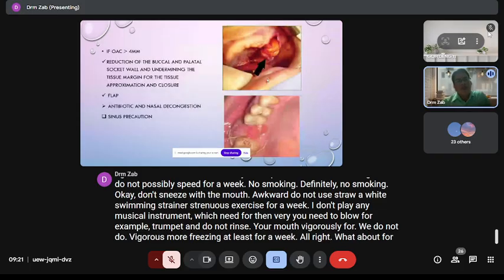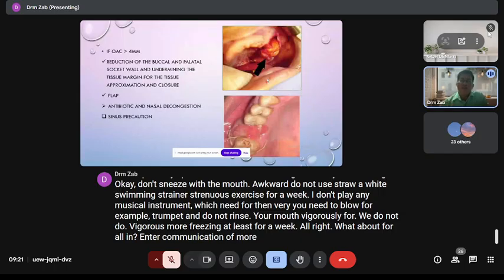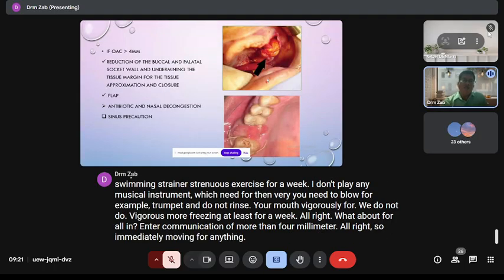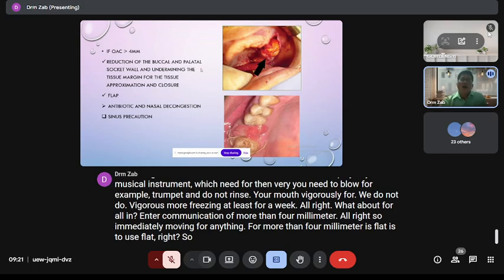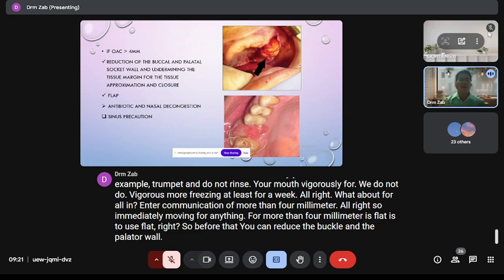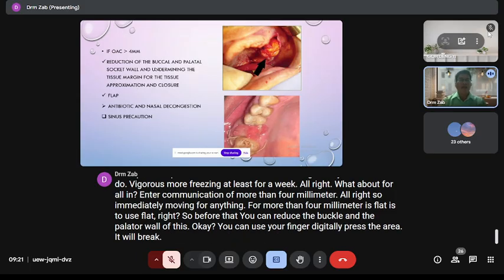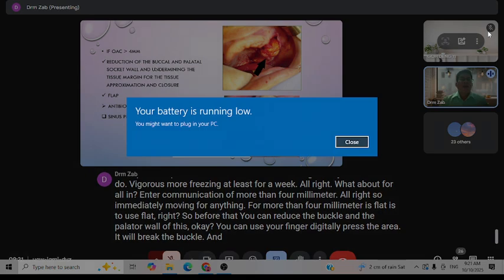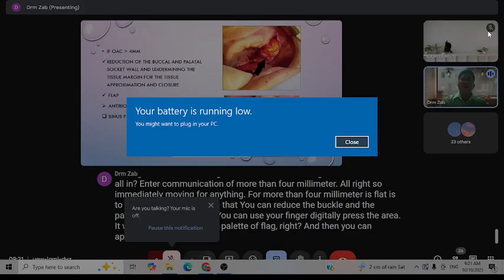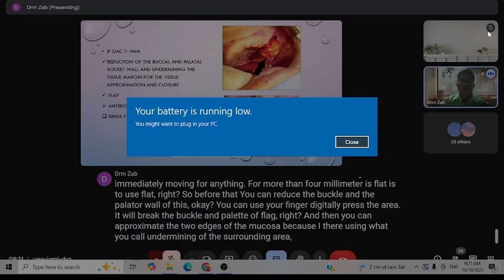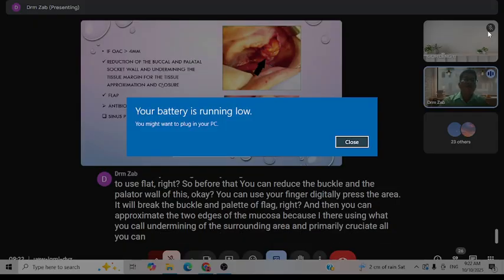All right. What about oro-antral communication of more than 4 millimeter? Immediate treatment for anything more than 4 millimeter is to use a flap. Before that, you can reduce the buccal and the palatal wall of the socket. You can use your finger, digitally press the area, it will break the buccal and palatal walls. And then you can approximate the two edges of the mucosa, either by undermining the surrounding area and primarily closing it, or you can use a flap.